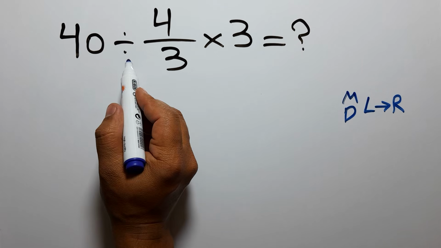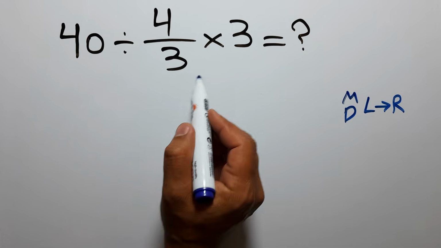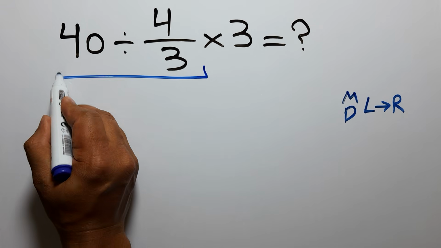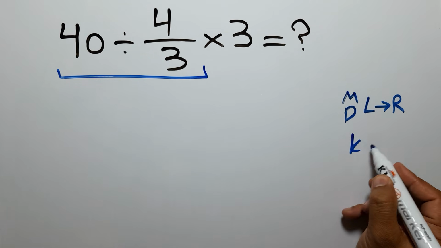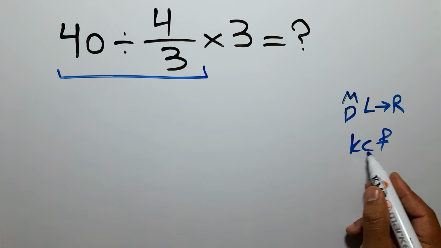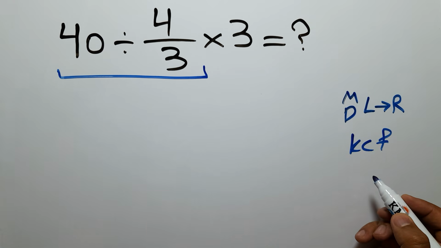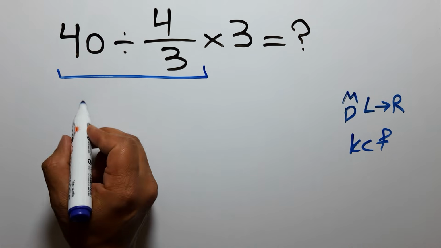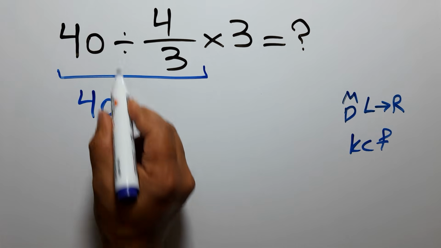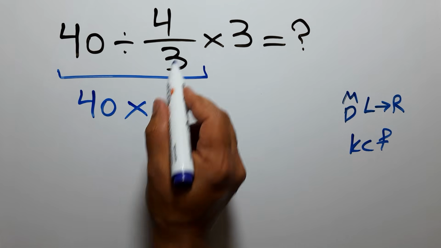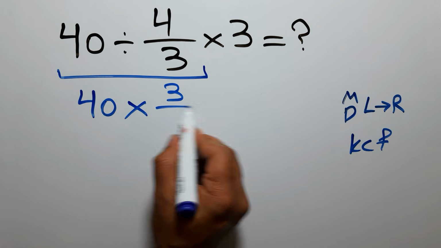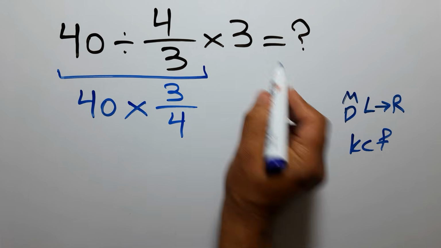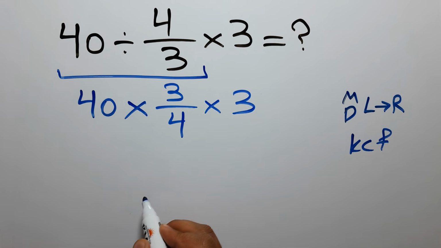So first we have to do this division. 40 divided by 4 over 3. According to the KCF rule, K stands for keep, C stands for change, and F stands for flip. We can write keep the first fraction, change division to multiplication, and flip the second fraction. And here we have times 3.